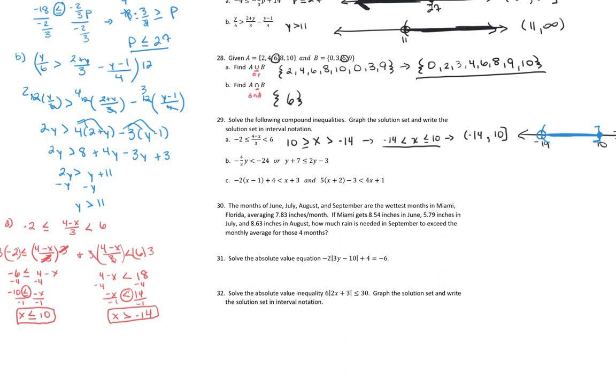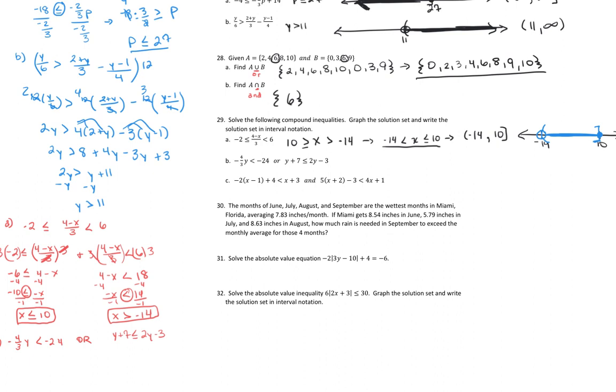All right, so now for the next one, for B, it says negative 4/3 y is less than 24, or y plus 7 is less than or equal to 2y minus 3. So when you have or, if you have two distinguishing sets of answers, you will use the union symbol. Otherwise, you'll just merge your answer.